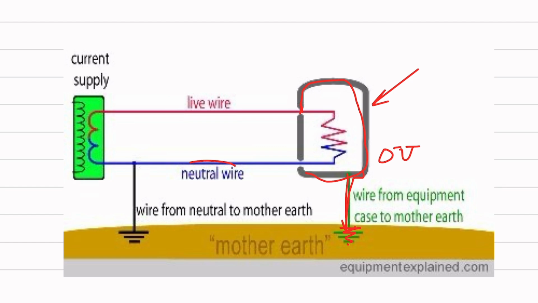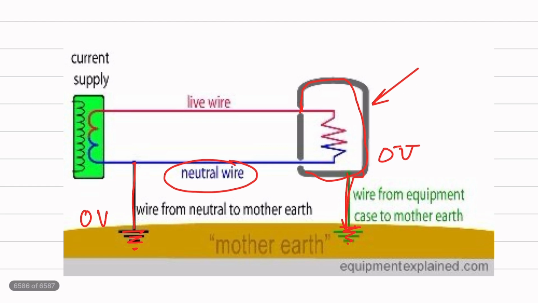Now on this side, we have this neutral wire, and this neutral wire is also connected to the earth. Why? Because the voltage at the neutral wire is 0 volts, and the voltage at the live wire is the maximum for the practical electricity, or the electricity that we use. The voltage ranges from 220 volts to 240 volts, but usually we take it as 220 volts.